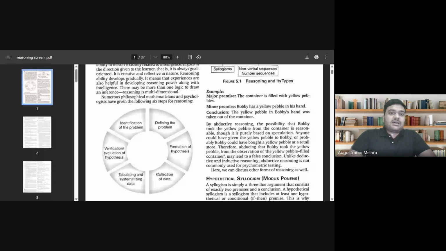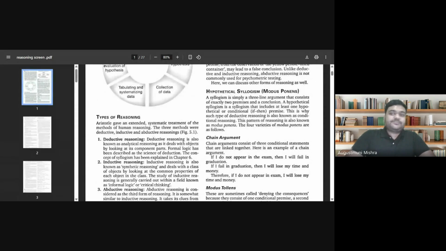Numerous philosophers, mathematicians and psychologists have given the 6 steps of reasoning. It starts with the identification of the problem. You have to keep in mind what the 6 steps of reasoning are, because it can be asked in the question how many standard steps are in reasoning. So you can just remember the points: identification of the problem, defining the problem, formation of the hypothesis, collection of data, tabulating and systematizing the data, then verification and evaluation of hypothesis. I think this is very similar to what we discussed yesterday in the research steps and all. So you can just remember the points.